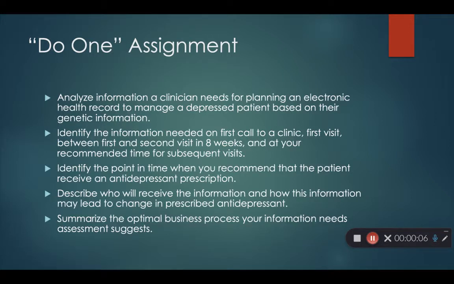The objective for the Do One assignment is to analyze the information a clinician needs for planning an electronic health record to manage a depressed patient based on their genetic information. Identify the information needed on the first call to a clinic, at the first visit, between the first and second visit in 8 weeks, and at your recommended time for subsequent visits.